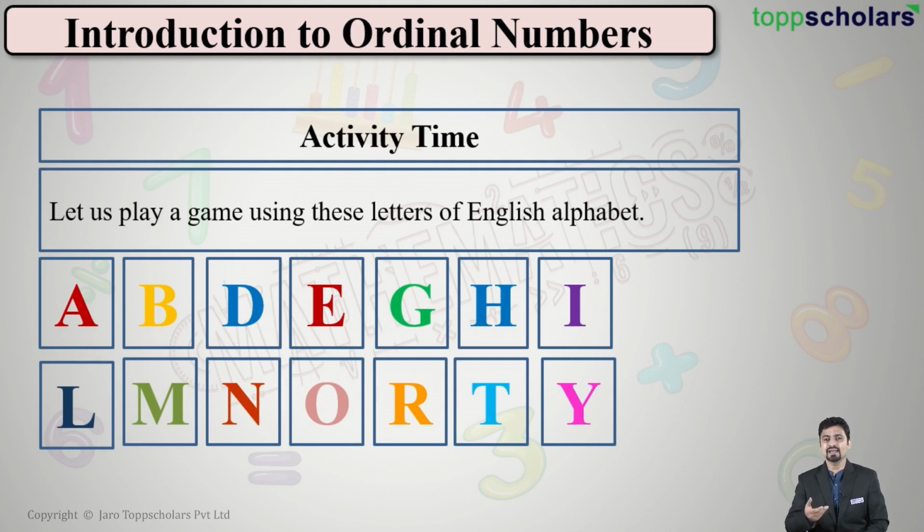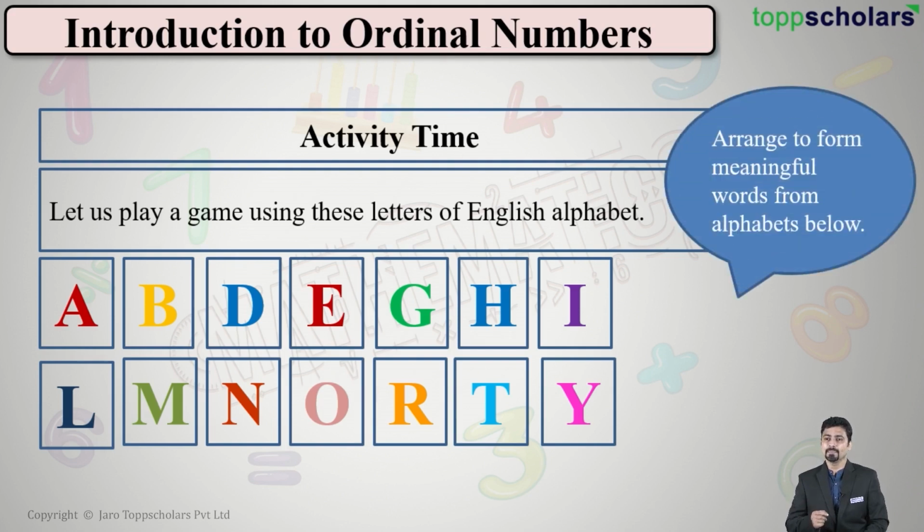But what is the activity that we are going to play? The activity is arrange to form meaningful words from the alphabets shown below. Right? So from the given letters, we have to form some meaningful words. We can use any of them. We can arrange them as we want.